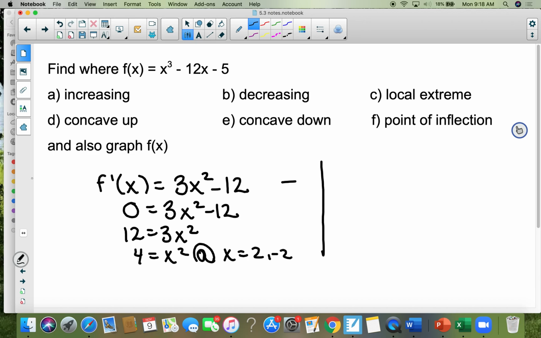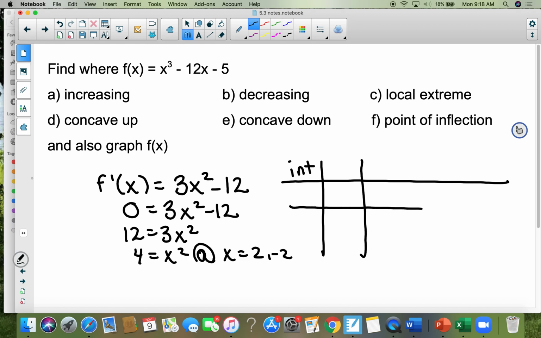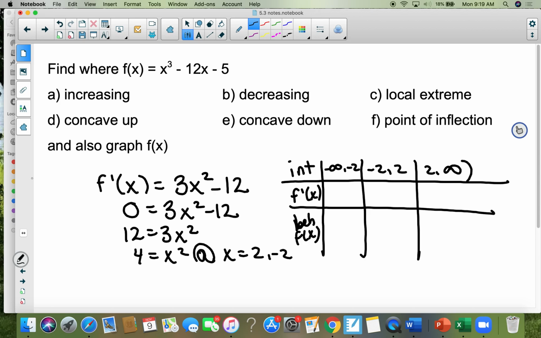And then you come over here. This is the interval. This is the derivative. And this is the behavior of the original graph. We're going from negative infinity to negative 2, negative 2 to 2, and 2 to infinity. And what you're going to do is put in 0, negative 3, and positive 3 into the derivative equation. So here's the derivative equation.